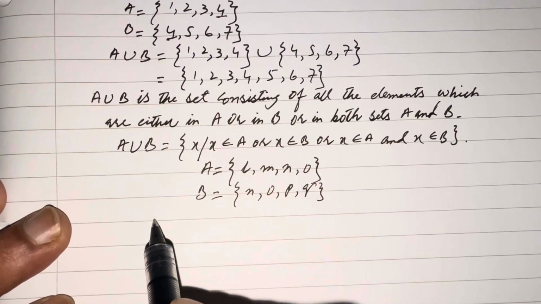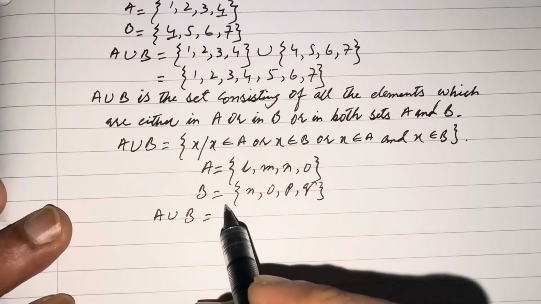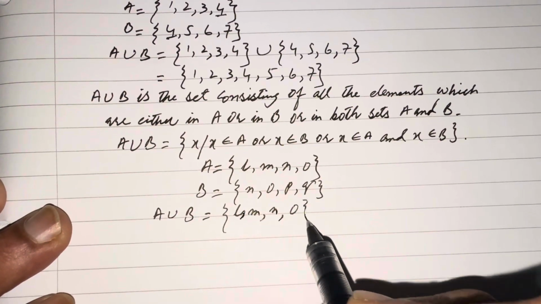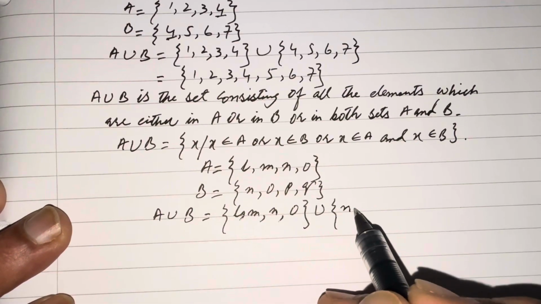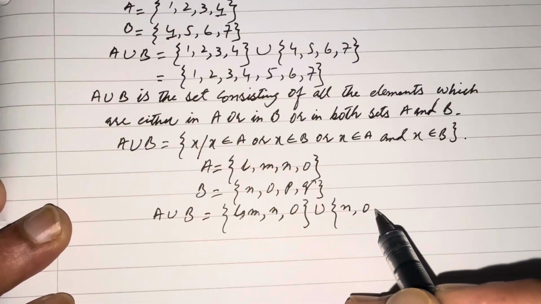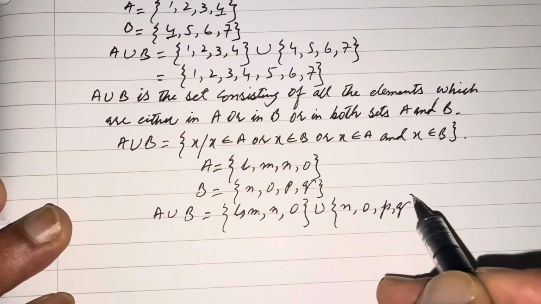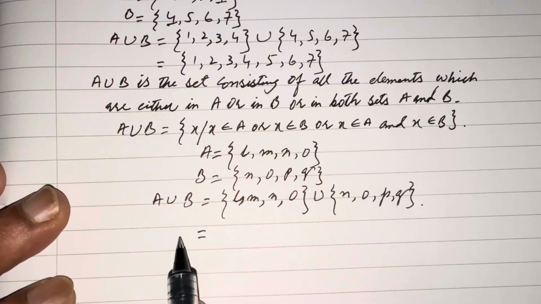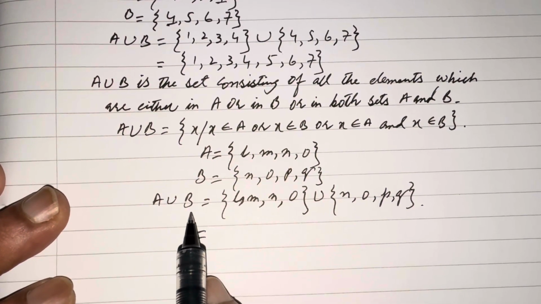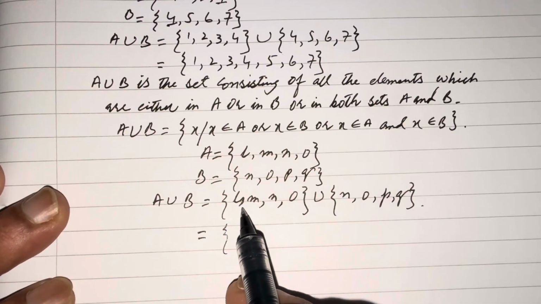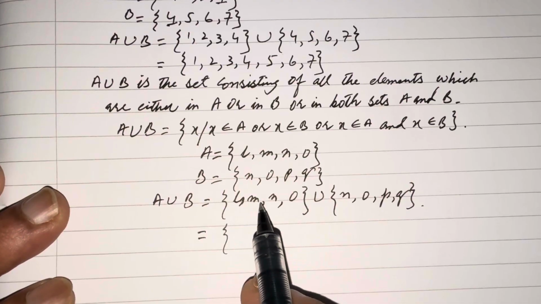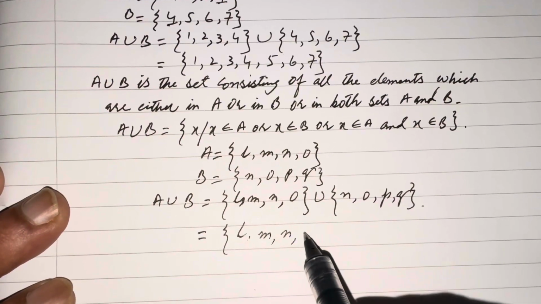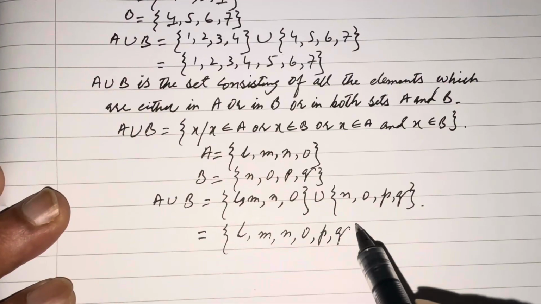So A union B can be written as L, M, N, O union N, O, P, and Q. When we write the answer of A union B, it can be written as L, M, N, O, P, and Q.